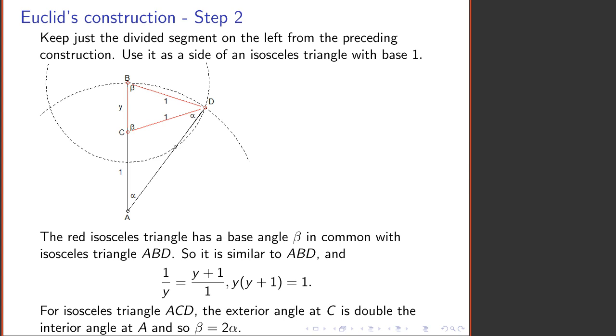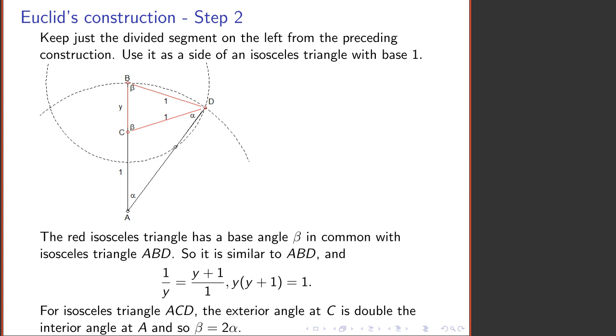And now, if you look at these in terms of similar triangles, which Euclid doesn't have available to him in Book 3, but which we certainly know about, we say, okay, we have two triangles, ABD and BCD. They have an angle beta in common. They're both isosceles, and any two isosceles triangles with equal base angles are similar to one another. And therefore, ratio of side to base in the red triangle, 1 over y, is equal to ratio of side to base in the larger triangle, ABD, which is y plus 1 over 1. And when we multiply this out, we get y times y plus 1 equals 1.